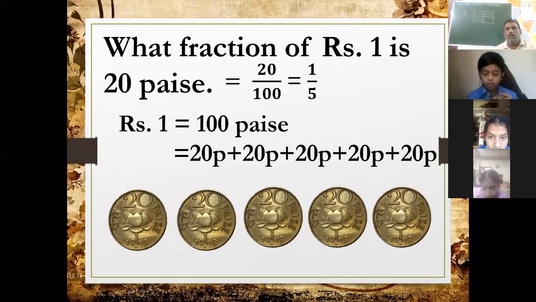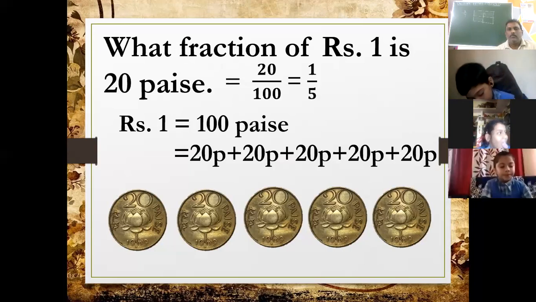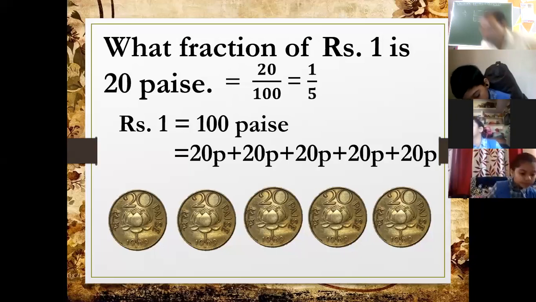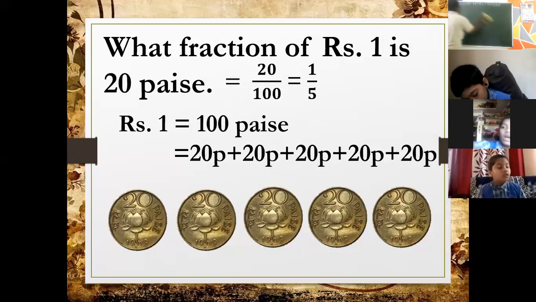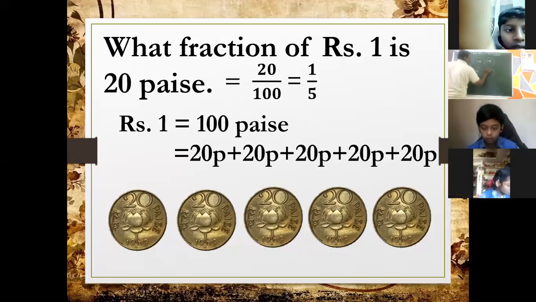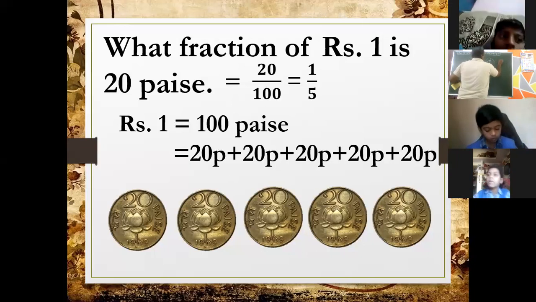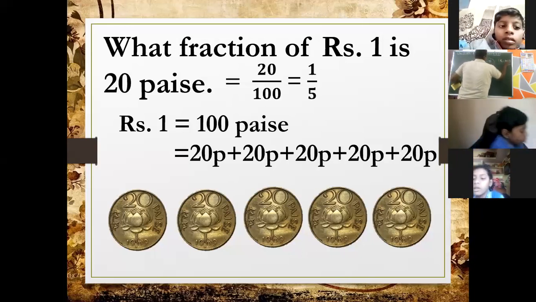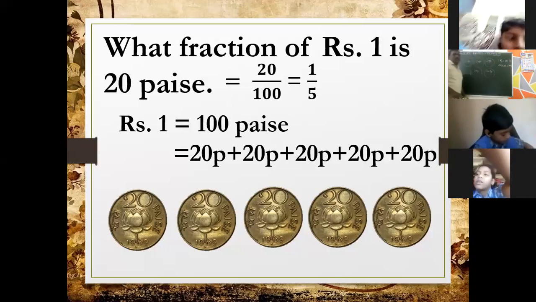What fraction of rupees 1 is 20 paise? 20 paise. 1 rupee means 100 paise. 20 paise into 5 will be 100 paise.